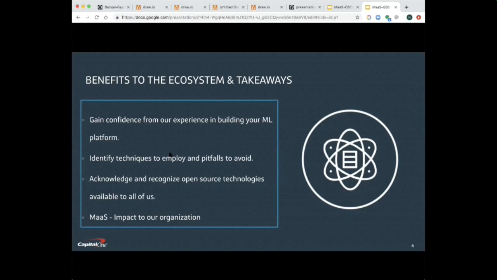And we are a big proponent of that at Capital One for open source technologies. We contribute back to the communities by opening up various products and contributing to the existing products. And then lastly, we're also going to talk about how this particular approach has helped our organization at large and what kind of impact.